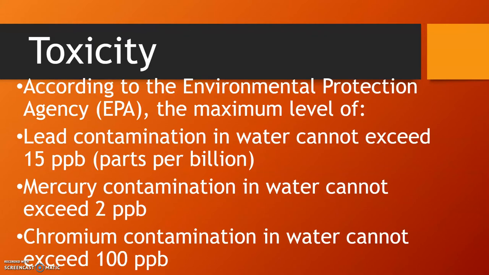time. Toxicity, according to the EPA, is the maximum level of certain things that we can have. So lead contamination in water cannot exceed 15 parts per billion. Mercury cannot exceed 2 parts per billion. Chromium contamination in water cannot exceed 100 parts per billion. It's crazy that we allow any parts per billion and have a minimum amount.